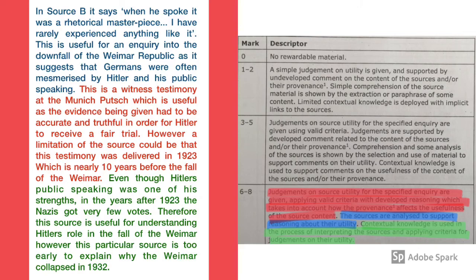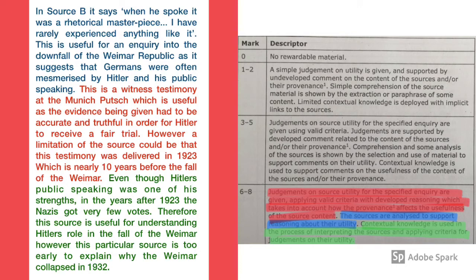Returning back to our mark scheme, if we look at the blue section first, the sources are analysed to support reasoning about their utility. So we've ticked that box there by using a direct quote, and then we've explained our quote in reference to the actual question. Why did the Weimar Republic fail in 1932? So we've ticked that box.